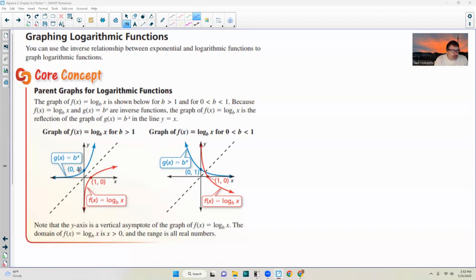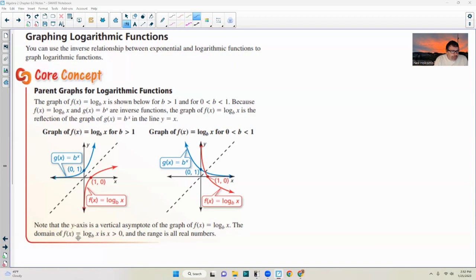So remember that whenever you graph a function like this red one, and you take its inverse, the graph of the inverse will be reflected across y equals x. Same here. Note that the y-axis is the vertical asymptote of the graph of f of x equals log base b of x. So right here, this is an asymptote. This will never go over to the negative side of x. You cannot plug a negative x in. It's not part of the domain.